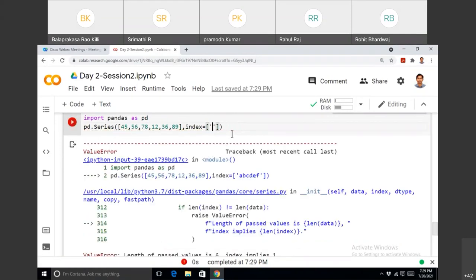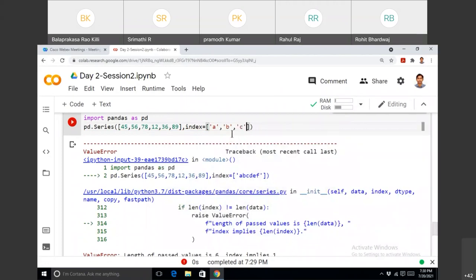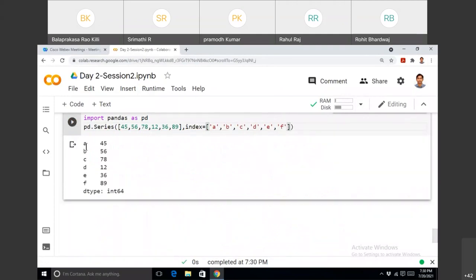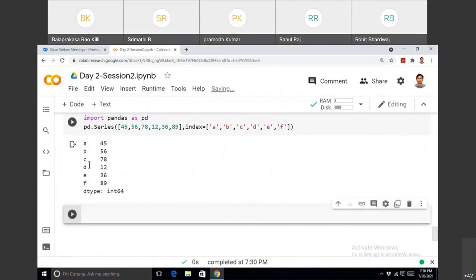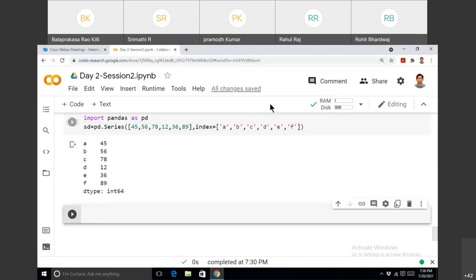Okay, A, B, C, D, E. Five I have to give. A, B, C, D, E, F. Let me run it now. Can you see now? I have given explicit indices. Now, if you want to access a particular element, how can you access it? So let me store it somewhere first. Let me call it a series, right? So this is SD. Let me call it SD. Now, let me run once again.